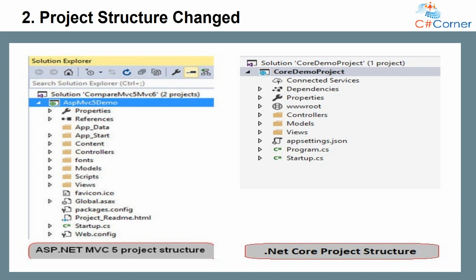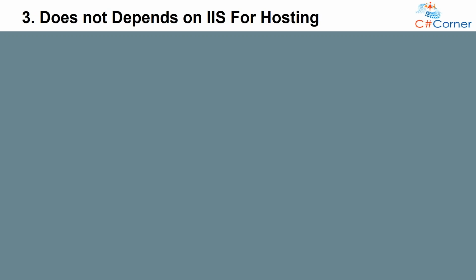With respect to the previous version, two files have been replaced. Global.asax has been deprecated, and that does not exist in our current ASP.NET Core project. And Web.config is basically replaced by the appsettings.json file. So all the configuration information which we earlier provided in a Web.config file, from now onwards in ASP.NET Core, we need to provide in an appsettings.json file as key-value pairs. These are the main changes in the project structure.